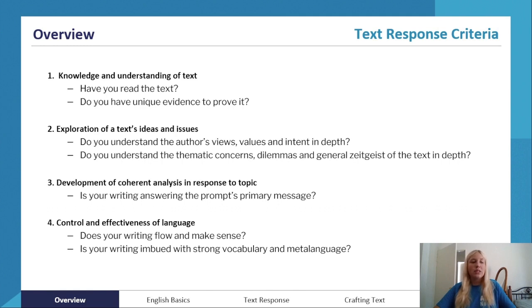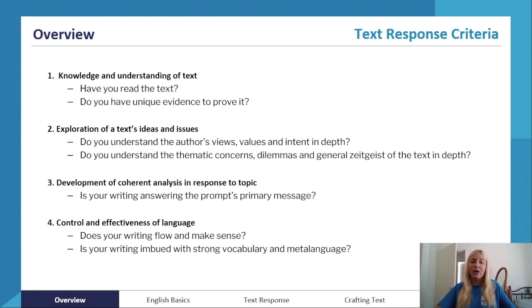I see a lot of students still failing to use the author's last name plus a writer does word to indicate that they're writing about authorial intent. And you need to make sure you're always doing this. Look at the development of coherent analysis in response to the topic. So it's not just about the flow, but have you fully addressed the prompt?